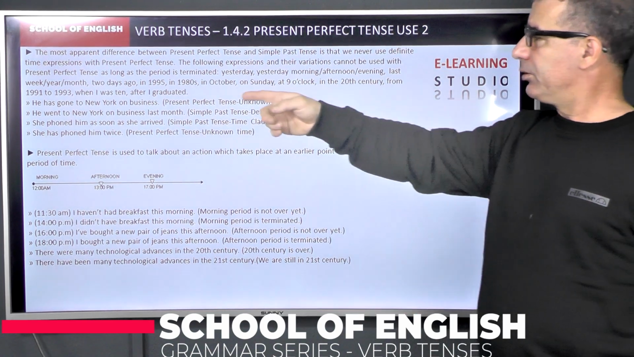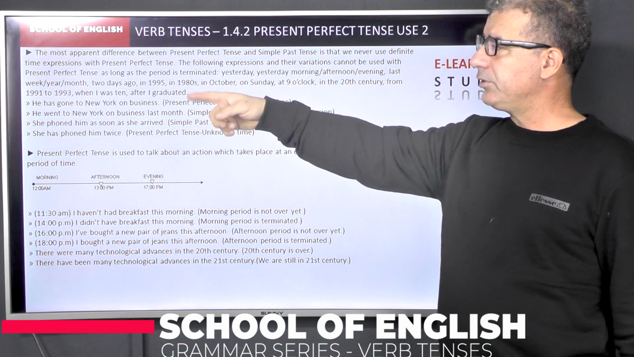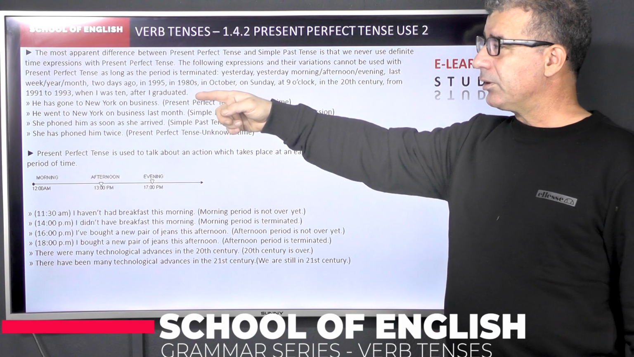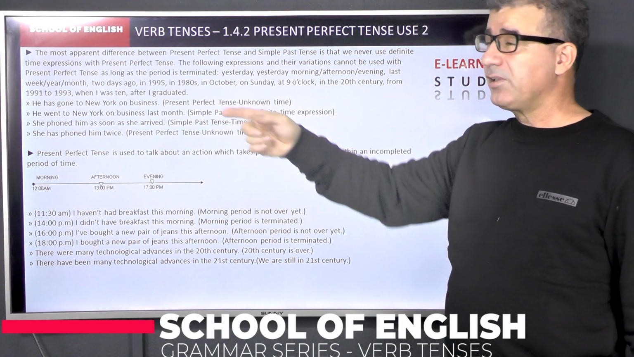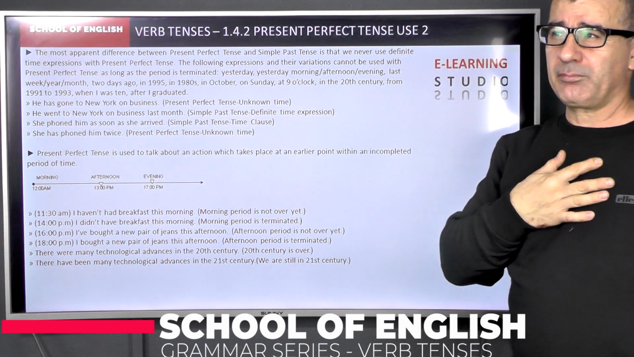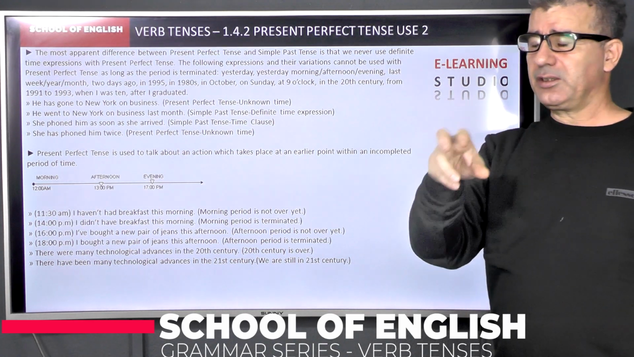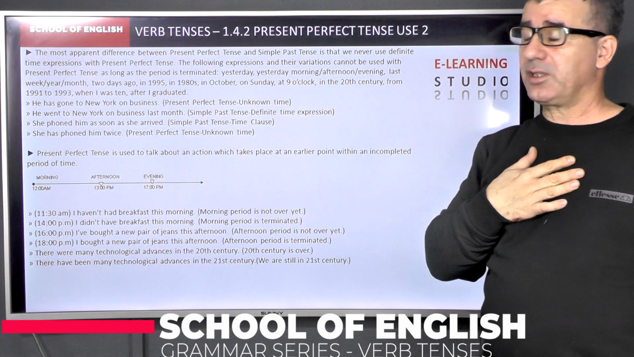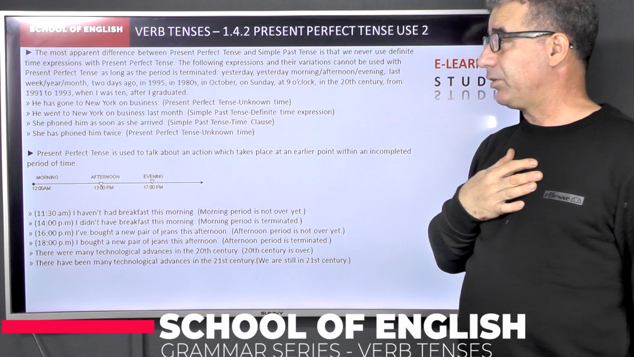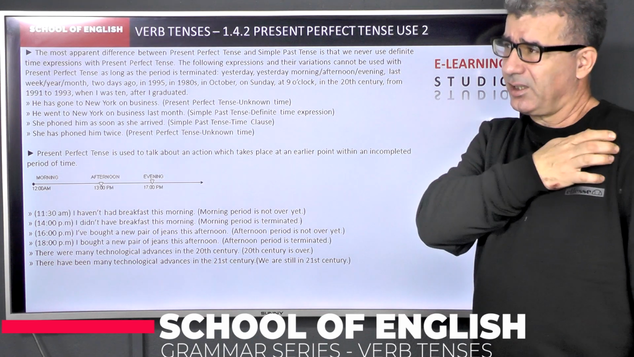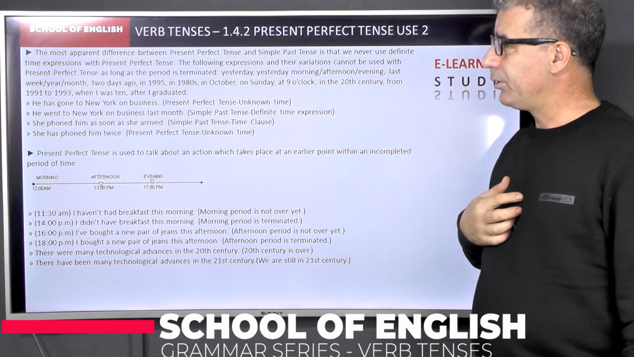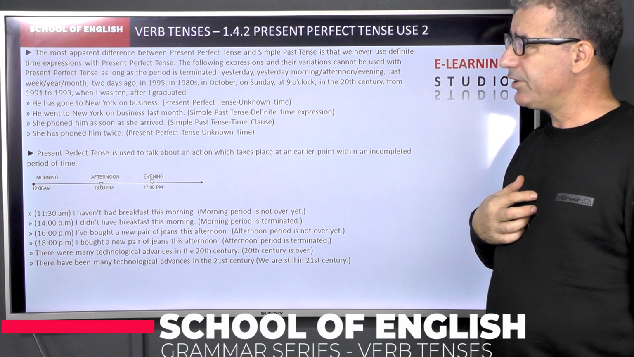You cannot say from 1991 to 1993. You cannot use when I was 10, for example. It's like stating a definite time. After I graduated has the same function. If you use it with present perfect tense, then it's against the rule. Okay, how about examples?